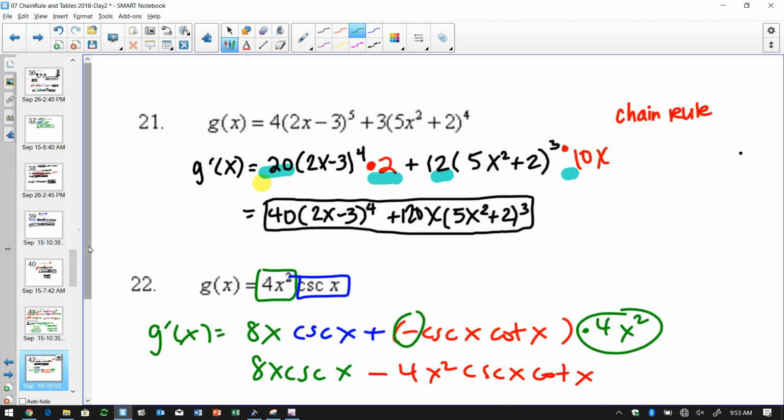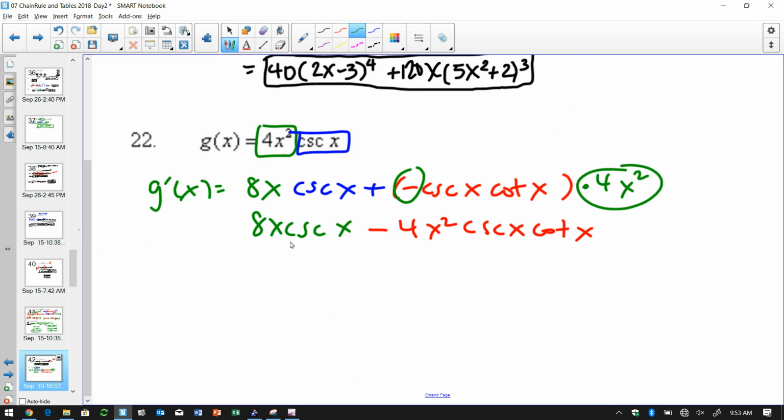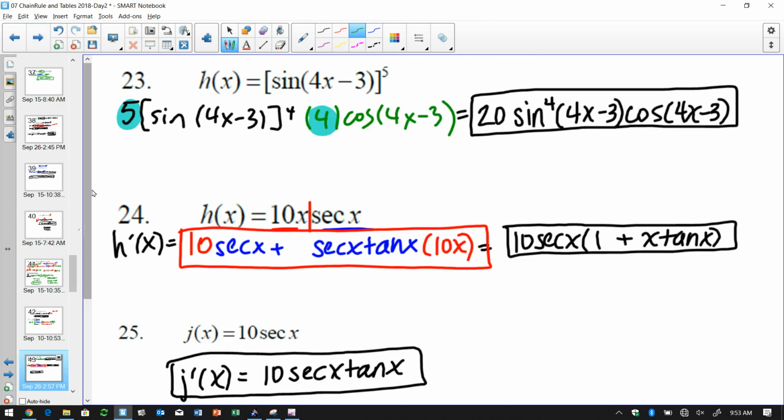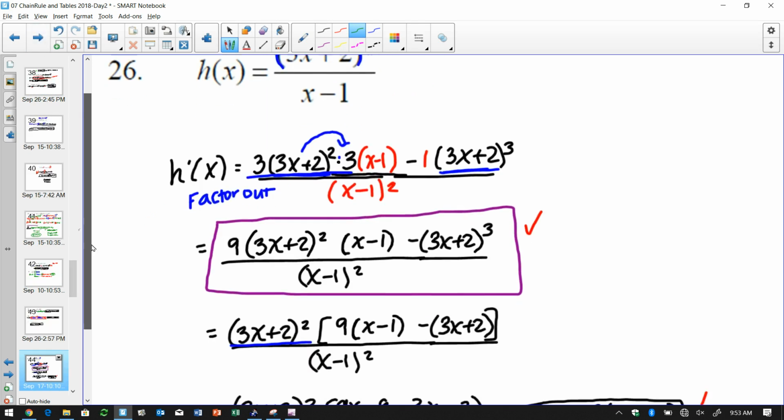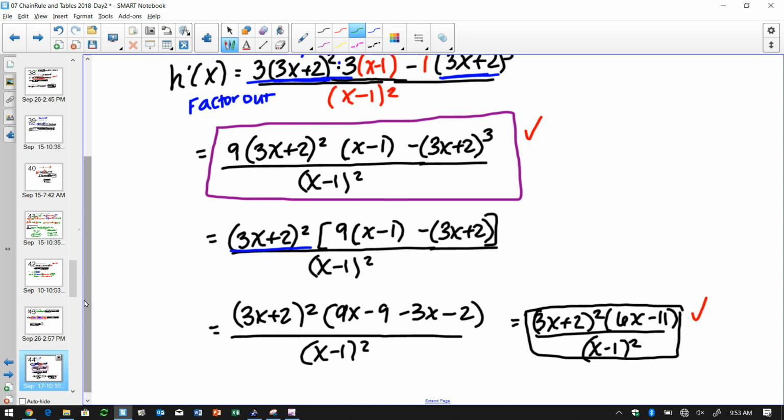Let's look at 22. This is what I'm getting for 22 right here. Close? Okay. Then 24, guys. 24, you can get either box. Actually, you probably stopped at the red box, so it's probably the red box. Oh, okay. And 26. 26, you probably stopped here at the purple box. Is that right? Okay. You could have moved down and factored, but you probably stopped there.